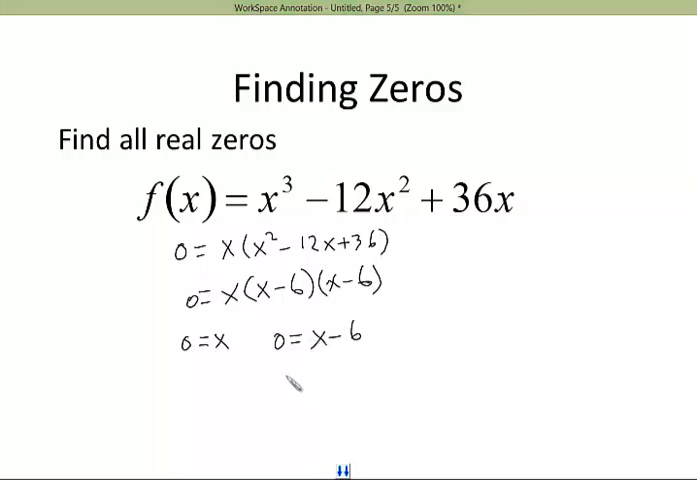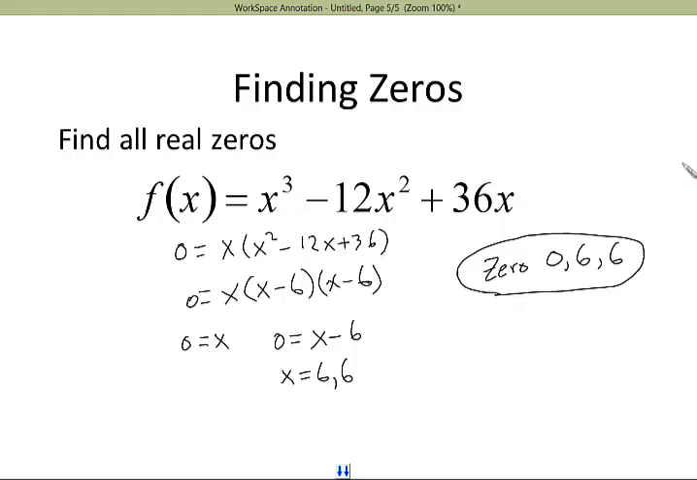Add the 6, so x is equal to 6. And there are actually 2 6's. And I'm going to have you write it like this for now, okay? Because there's something really important about having more than one 0 at the place, because the graph would look different if you had 1 6 or if you had 2 6's. So write both of them. Okay? All right. Let's move it on.